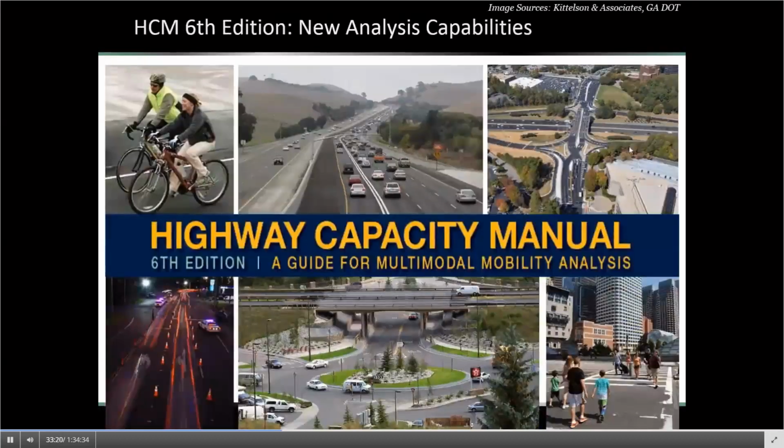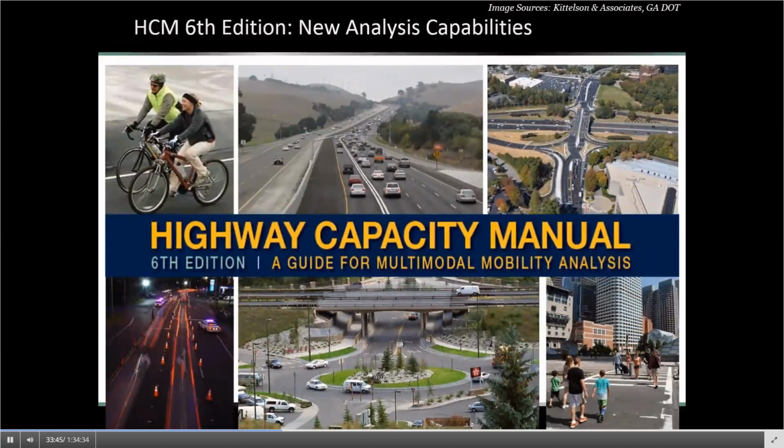To start with, the slide illustrates just some of the many methodological advantages of using the Highway Capacity Manual and some of the new features, and also illustrates the new title, A Guide for Multimodal Mobility Analysis, where the HCM is now capable of analyzing a range of modes, including bicycle traffic, vehicular traffic, pedestrian traffic, as well as a range of different facility types.